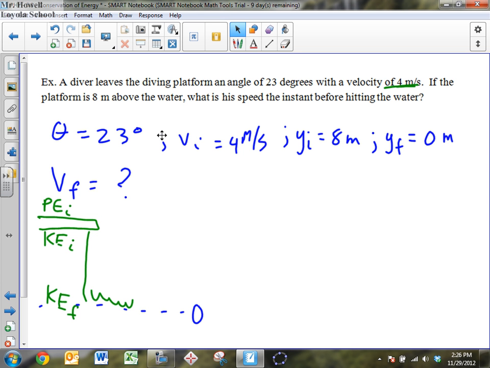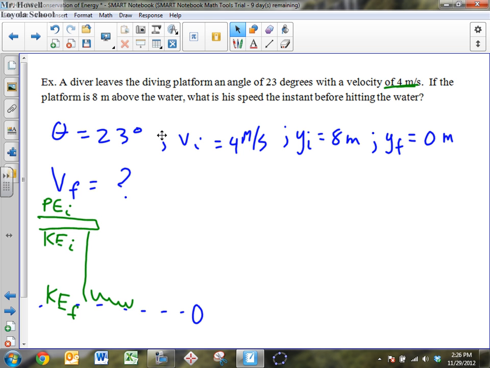So if the velocity was 0, then there wouldn't be a KE. Exactly. If he just walked off the end of the board without jumping at 4 meters per second, KEI would be 0, because there would be no VI. So imagine he just walks off the board, that means he's got no velocity to start. He just literally fell off like that. So there'd be no initial velocity, so there'd be no initial kinetic energy. Remember, kinetic energy only exists when velocity exists.